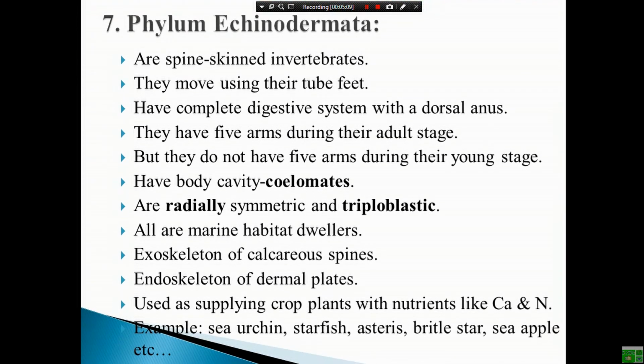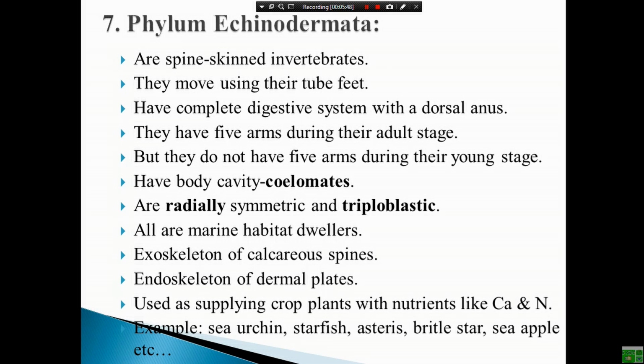Phylum Echinodermata is the seventh phylum of invertebrates. They are spiny-skinned invertebrates. They move using their tube feet. They have a complete digestive system with a dorsal anus, which is an anus found at the back side of their body. They have five arms during their adult stage, but they do not have five arms during their young stage. They have a body cavity, meaning they are coelomates. They are radially symmetric and triploblastic. All are marine habitat dwellers.